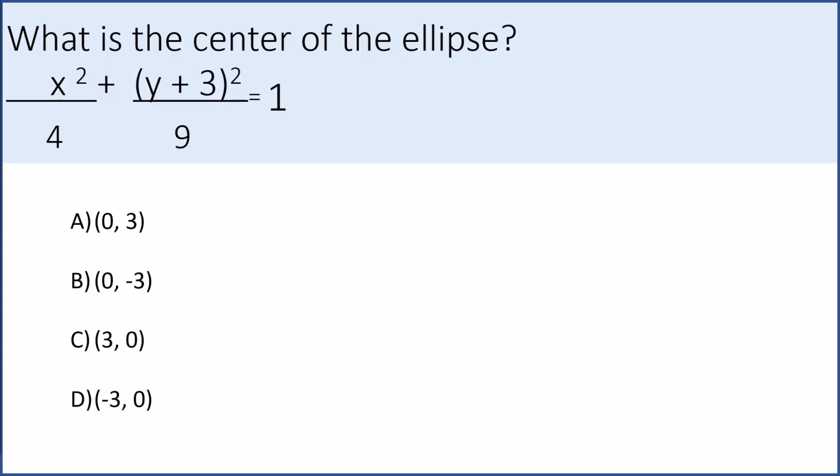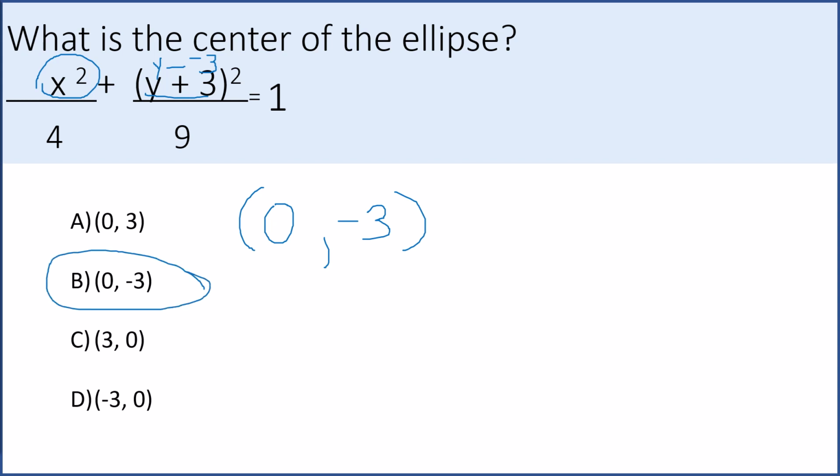What is the center of the ellipse? If you notice here, we don't have anything that we're subtracting from x, so that's going to be 0. And here, we have to subtract a negative 3. So it would be y minus negative 3 to give us y plus 3. So y is going to be negative 3. Okay, 0, negative 3, right here.